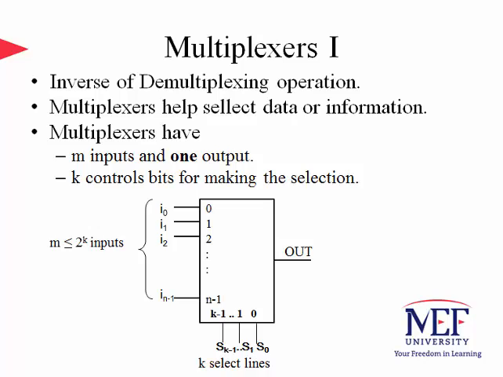They are the inverse of the DMUX operation. Multiplexers have m inputs and 1 output. There are k control bits for making the selection. For example, if all the select lines are logical 0, then I0 would be selected and transferred to the circuit output.